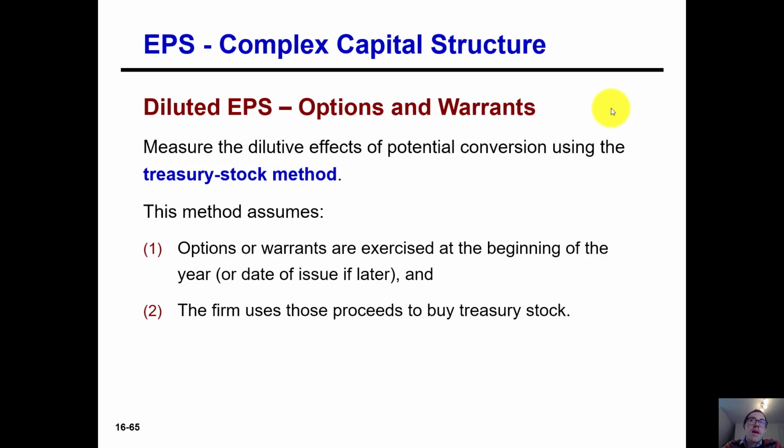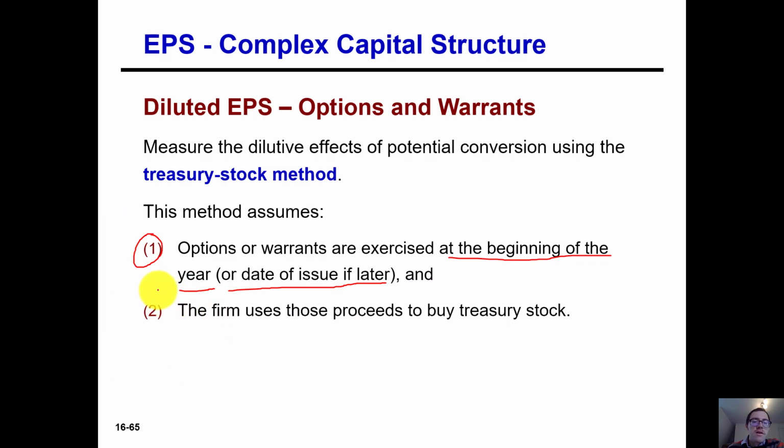Well, a little bit the same and a little bit different than we've done previously. The part that's the same is, of course, we're going to be assuming that these options are exercised at the beginning of the year. So first possible opportunity, January 1st, or the date of issue if later. So if they're issued in the middle of the year, we're going to assume they're exercised right away, as soon as they're allowed to exercise them.